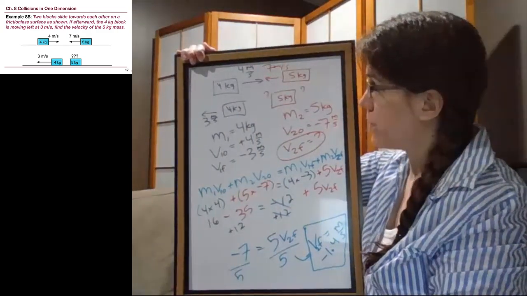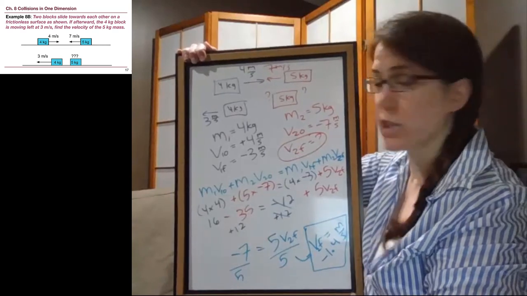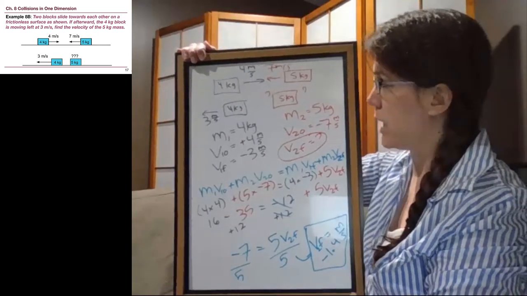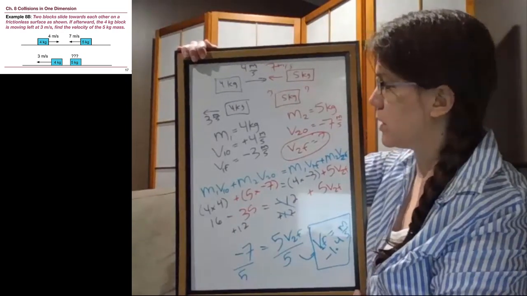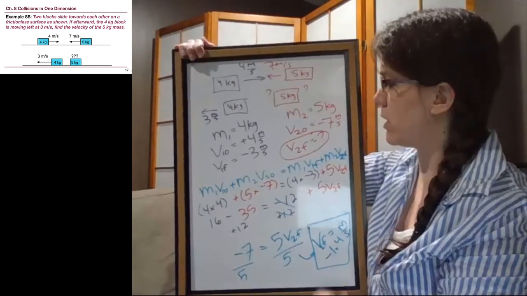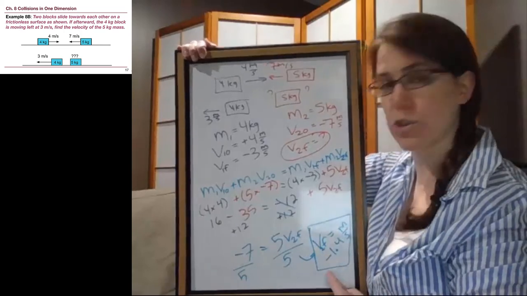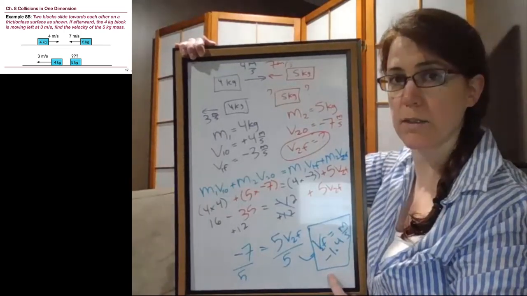All right, so this example, you can always rewatch it whenever you need to, and it's a standard problem type where the big key things to be aware of are the signs and checking to make sure that number seems reasonable to us at the end.